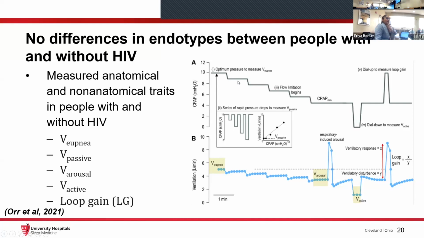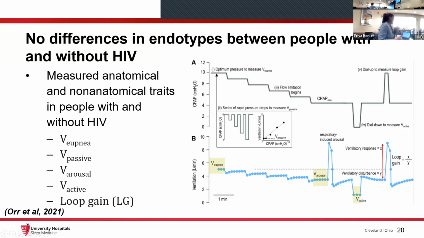which is where collapse starts to occur, and then the peak crit is also measured at that time, the pressure where the critical closing pressure occurs. They then decrease this further to assess the point of the ventilation where arousals occur. And then they can also gather the loop gain from dialing down or dialing up.